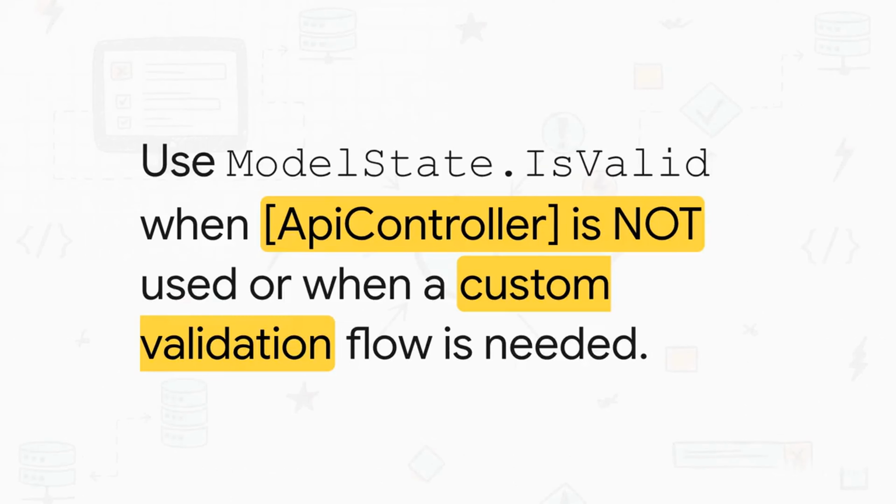So, with all this magic from ApiController, is that manual if check totally dead? Well, not quite. You'll still need it in older MVC projects that don't use this attribute, or anytime you have a very specific custom validation flow where you need to intervene before the framework sends its automatic response.